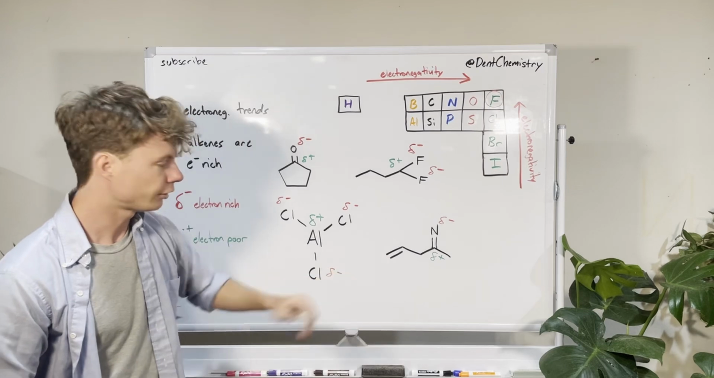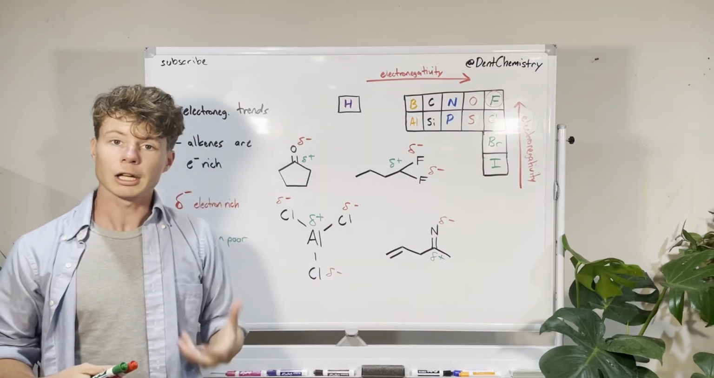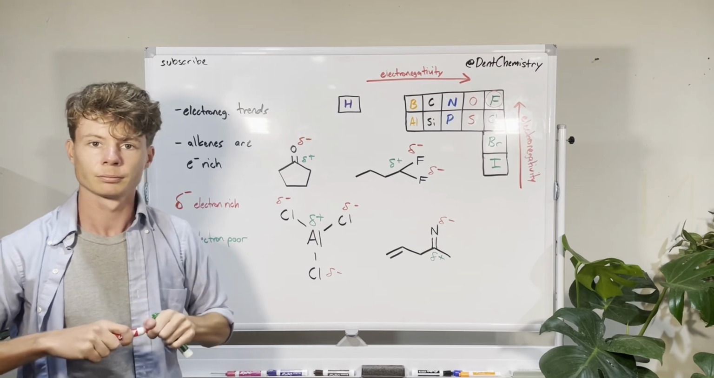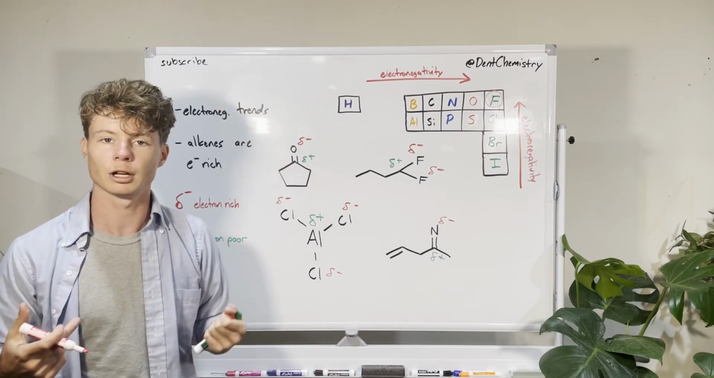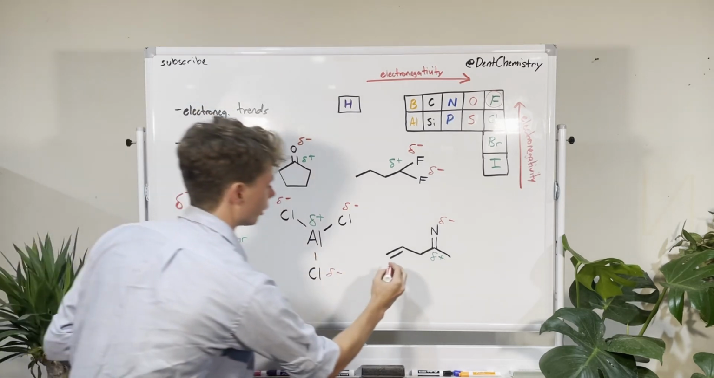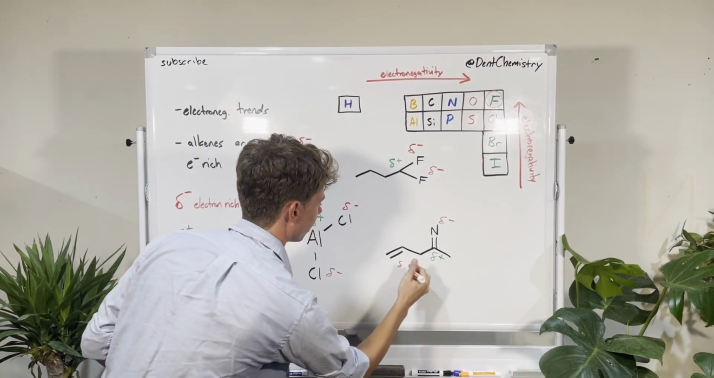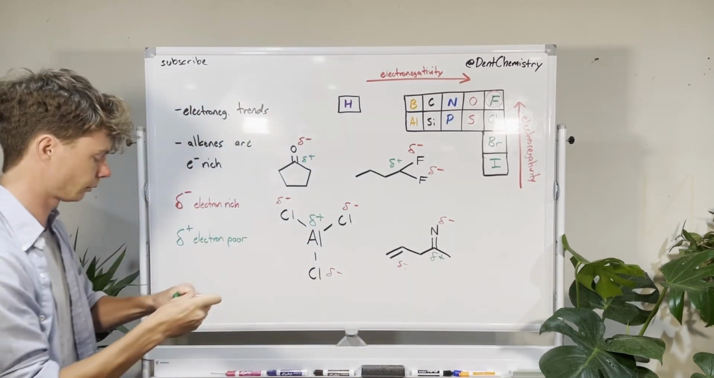Lastly, I see a double bond there. Pi bonds on alkenes can act as nucleophiles. Put simply, they're regions of electron density, electron rich, and we can put a little partial negative on our alkene as well. Okay?